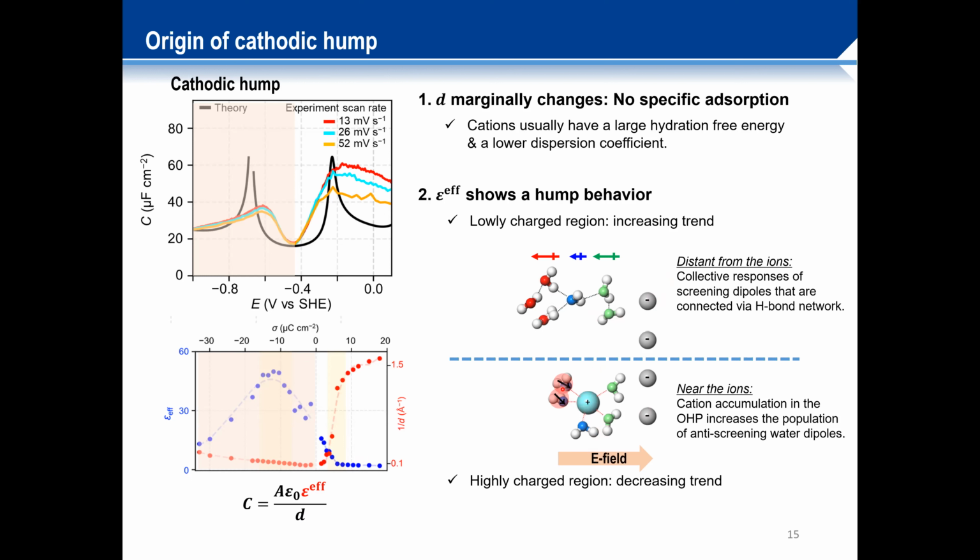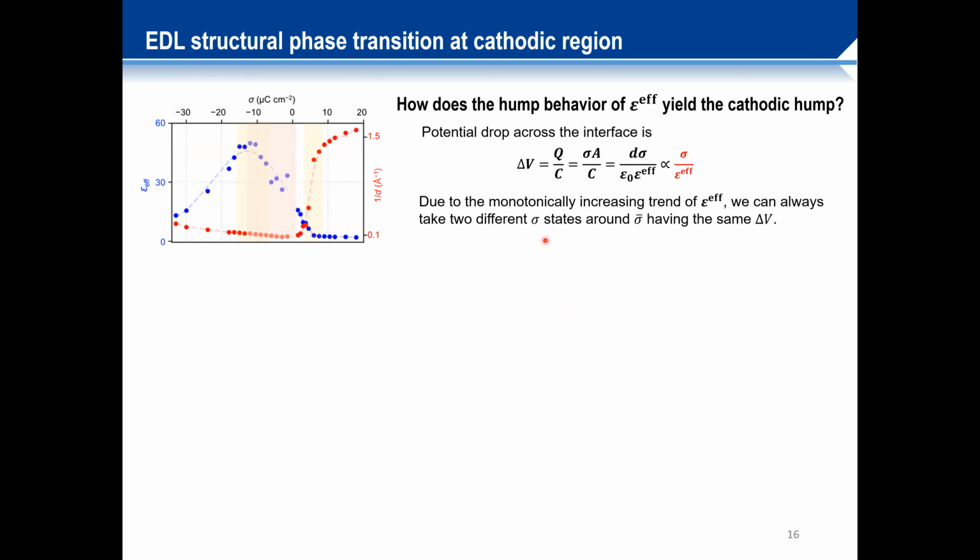So it flips back those water molecules' direction. So it cannot screen your electric field anymore. So by competing these two factors, it shows an up and down type of behavior in your effective dielectric constant. So finally, I'd like to explain how this kind of funky behavior of your effective dielectric constant can bring you a peak behavior of the capacitance.